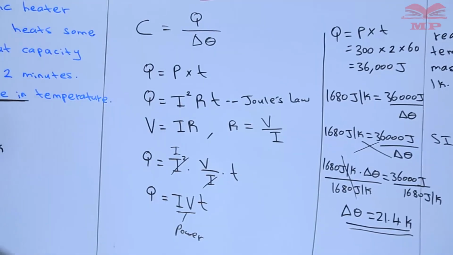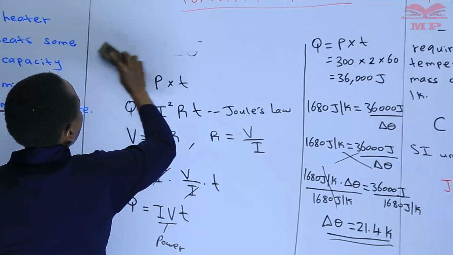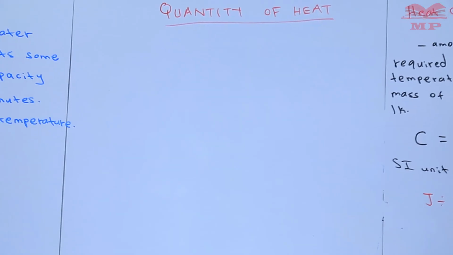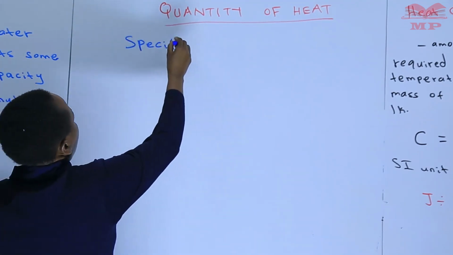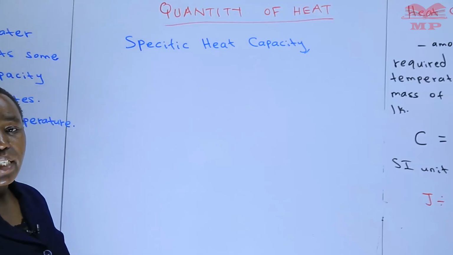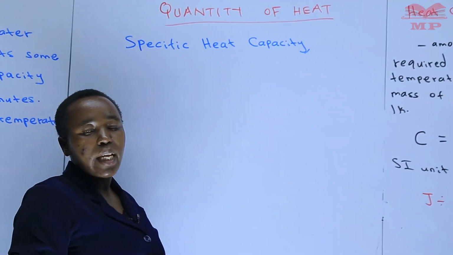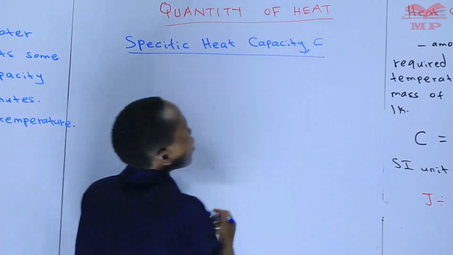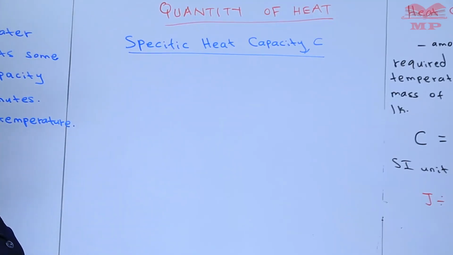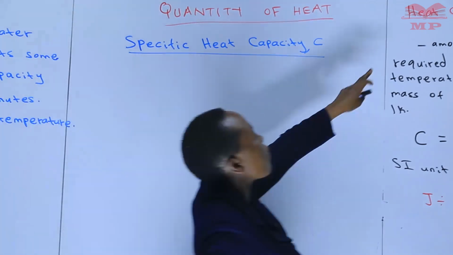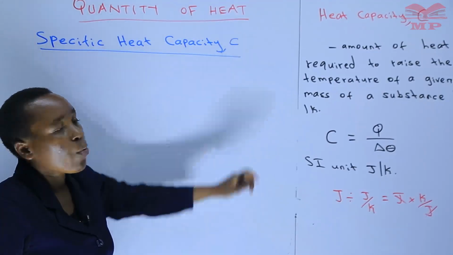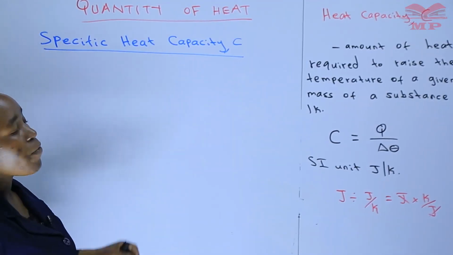So in our lesson today, we look at something different. We've looked at heat capacity, and now we want to move ahead and look at specific heat capacity. Specific heat capacity is denoted using a small letter c. You must be very keen, because the difference between a small letter c and a capital letter C is only the size. In my case here for the heat capacity, I'm using a capital letter C, but for specific heat capacity, we use a small letter c.